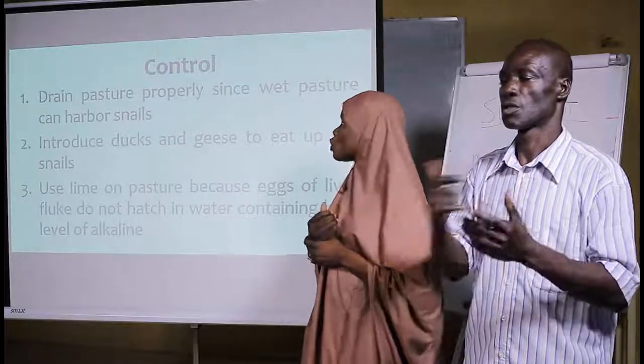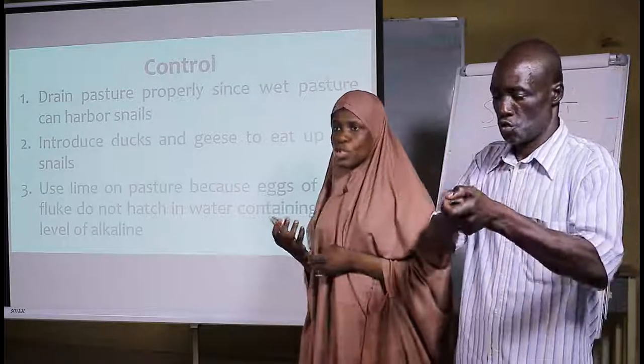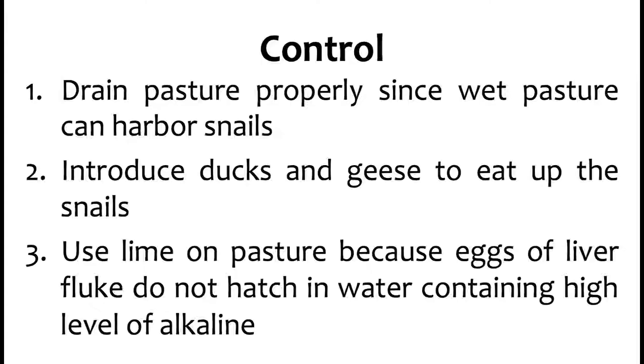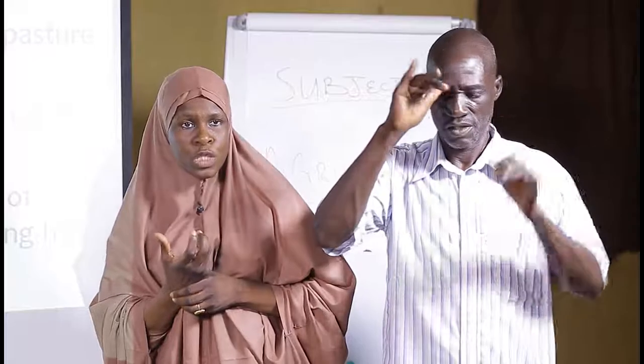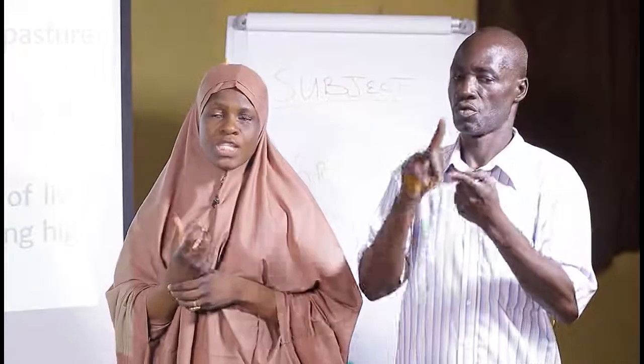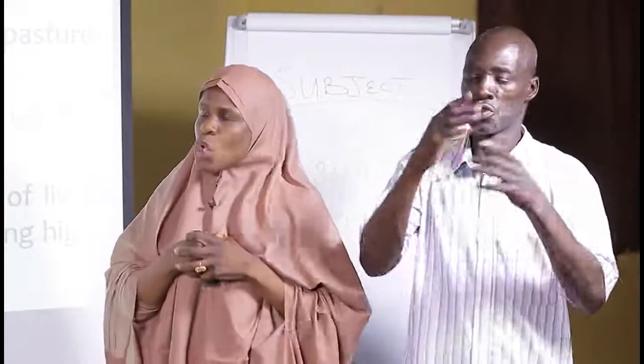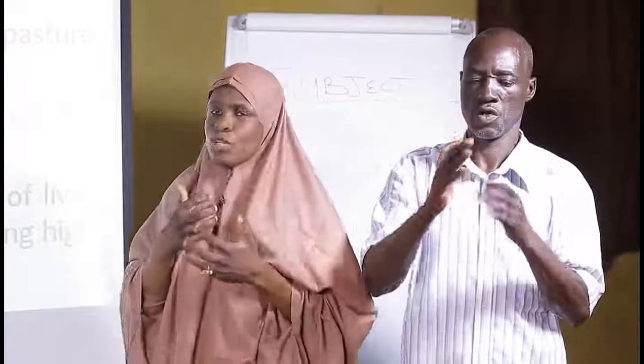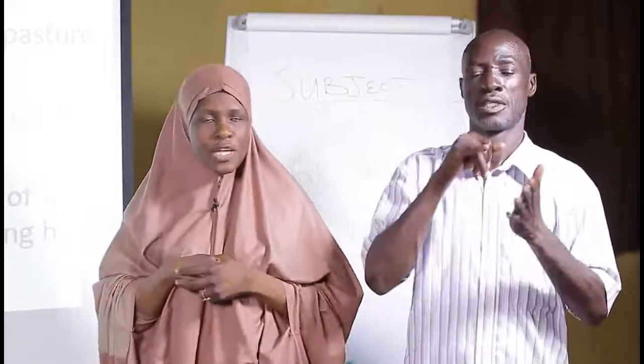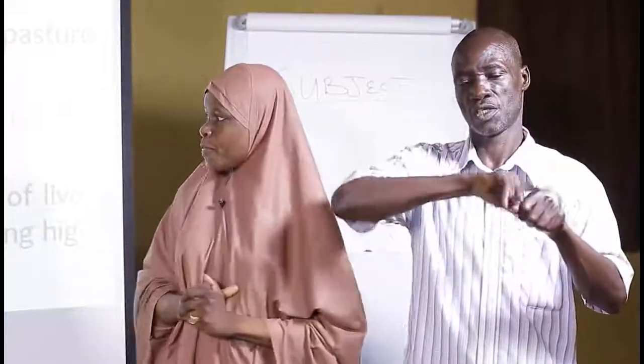Now let's look at the control measures. How do we control this liver fluke? Firstly, we control it by draining pasture properly, since wet pastures can harbor snails. When the pastures are wet, they can harbor the snails. So you should always drain your pasture properly so that the snails cannot live in them.